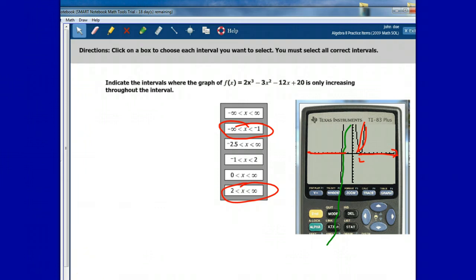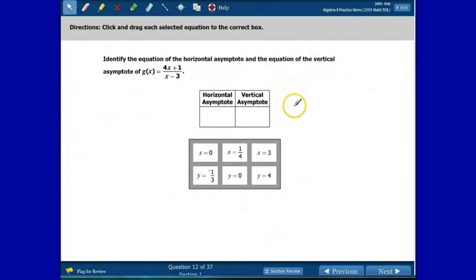And I'm glad to be done with this problem because it's a big, huge headache. Okay, that last problem was a huge headache.